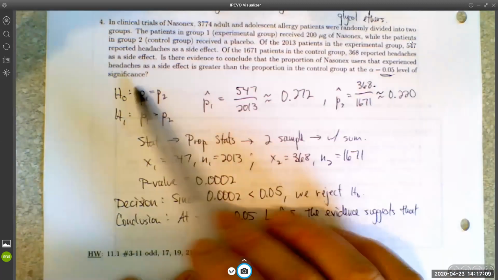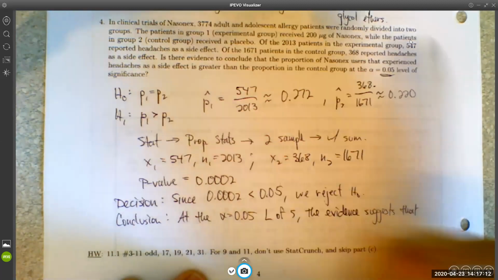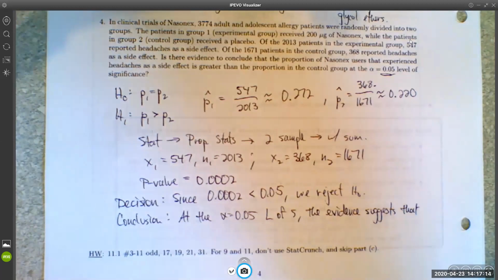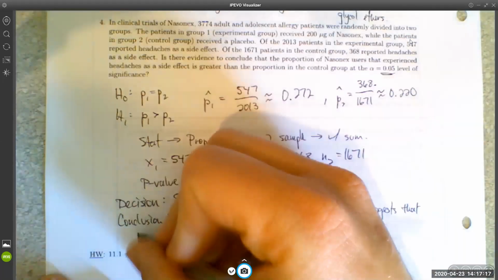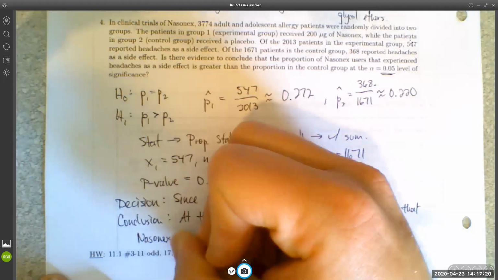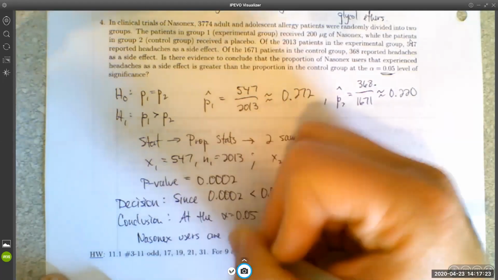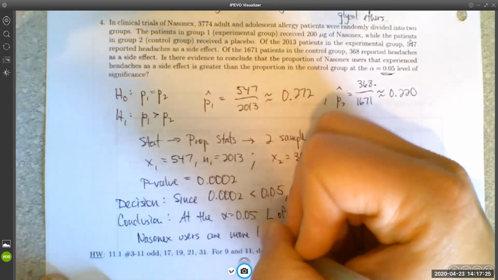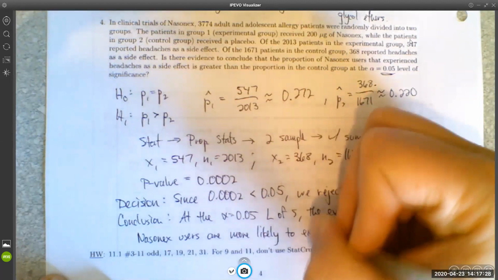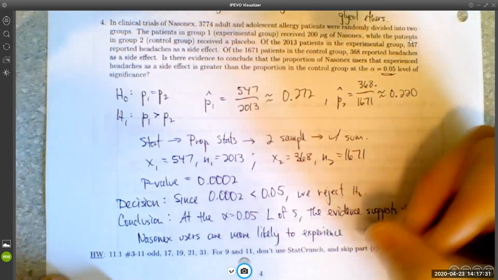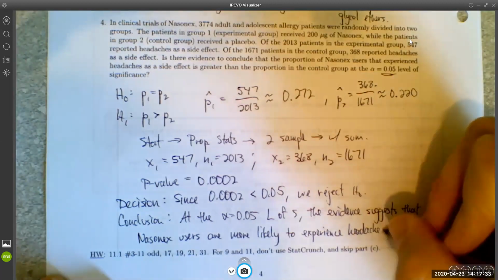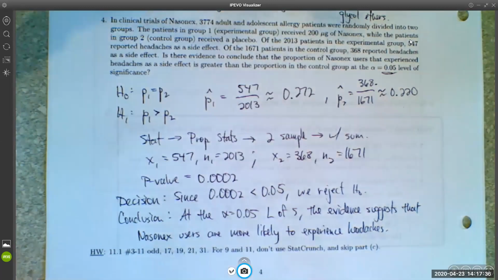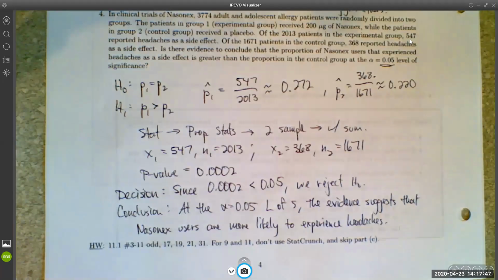that Nasonex users are more likely to experience headaches as a side effect. We'll say that. Nasonex users are more likely to experience headaches. That's bad news for Nasonex. That means that they have to list headache as a side effect of Nasonex. You know, in the commercial when they start to list off all the negative side effects, right? So they have to list headache now as one of them, right?